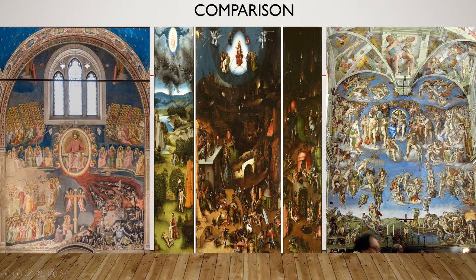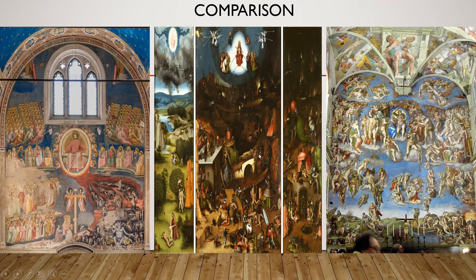Now that we have seen each painting and know a little bit about the paintings themselves and the artists, it's time to compare them. The paintings have been placed in chronological order, starting from Giotto's painting in 1306, Bosch's painting in 1482, and then Michelangelo's painting in 1541. Now let's start off with the details of each of these paintings. When it comes to detail, there is a clear difference between them all.